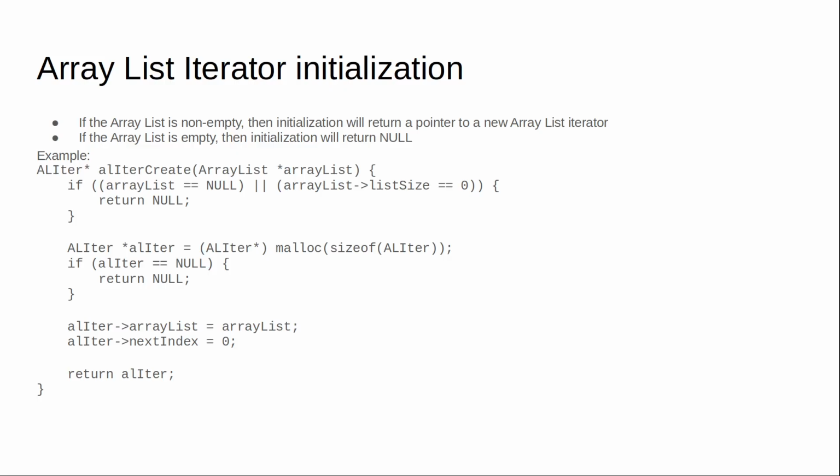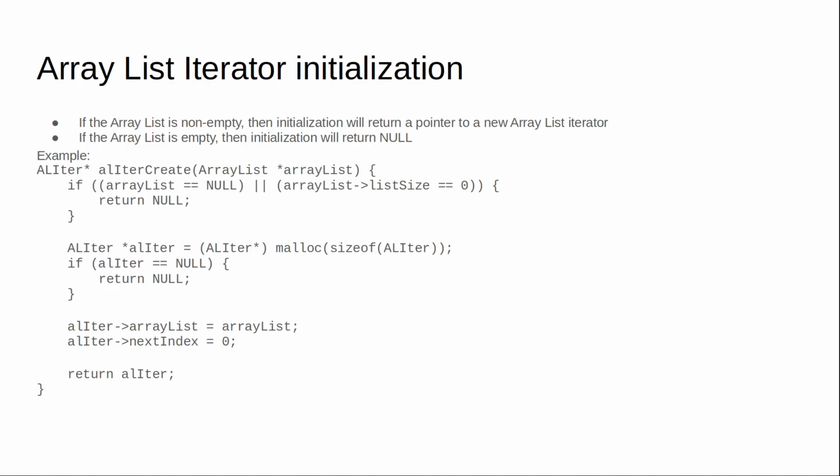Assuming that the array list is not empty, then we need to allocate enough memory for the size of our ALITER structure. So we're going to use our handy sizeof operator and allocate that number of bytes. Always check your pointer for null. If it is null, return null.